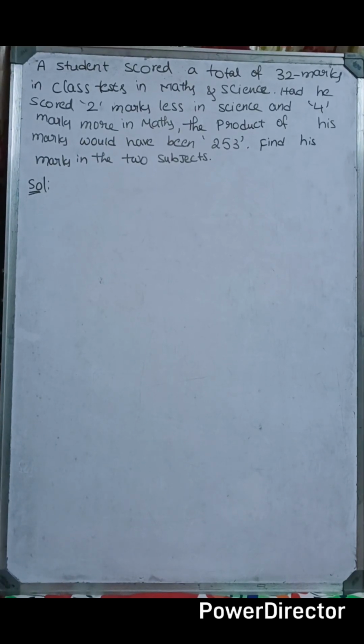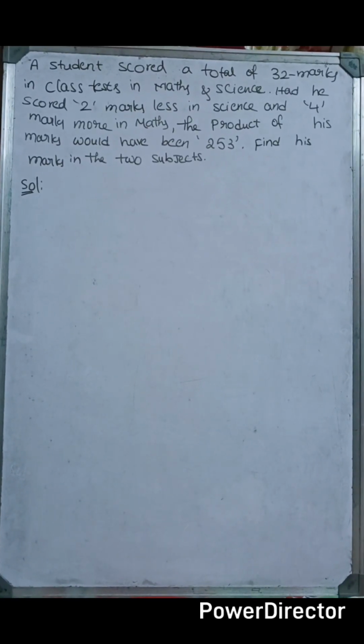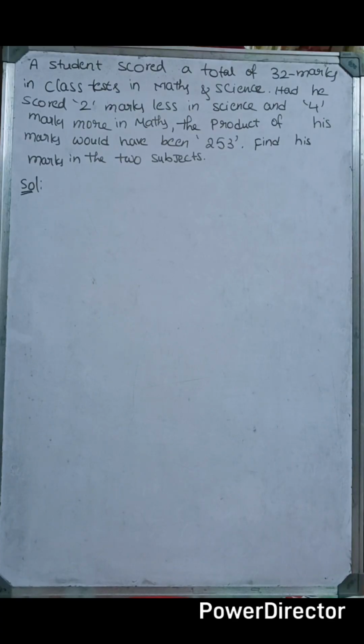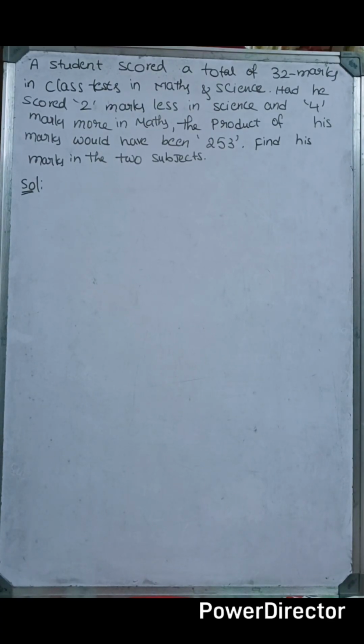Hi everyone, let's see very important questions from the quadratic equation. How to solve the question here. The question is: a student scored a total of 32 marks in a class test in maths and science. Had he scored 2 marks less in science and 4 marks more in maths, the product of his marks would have been 253. Find the marks in the two subjects.